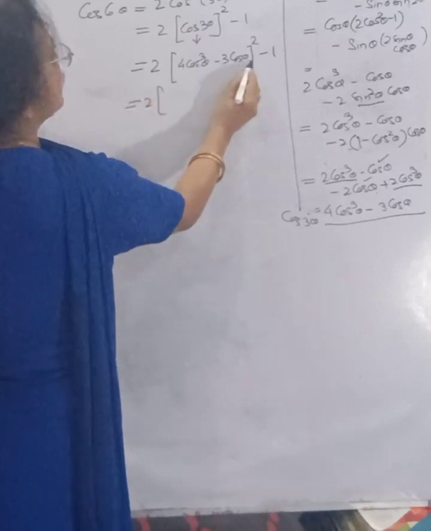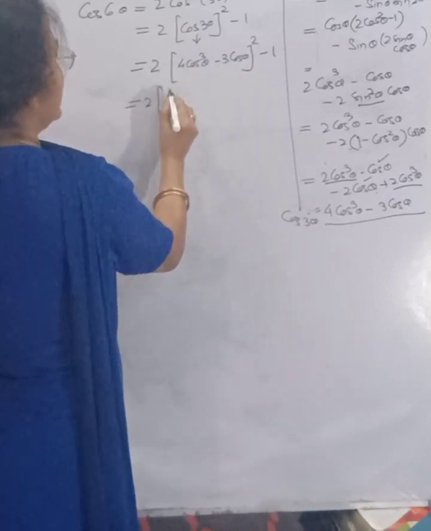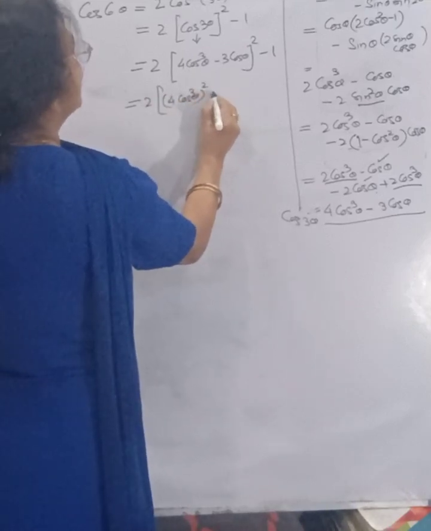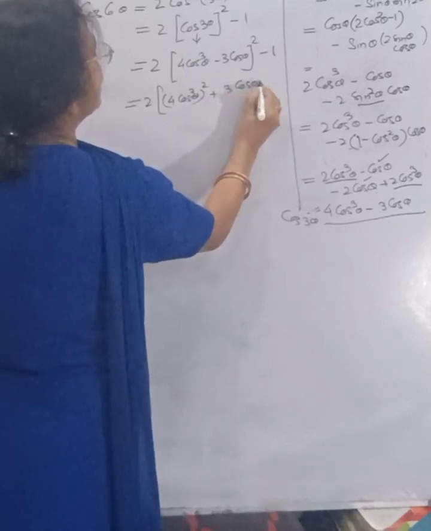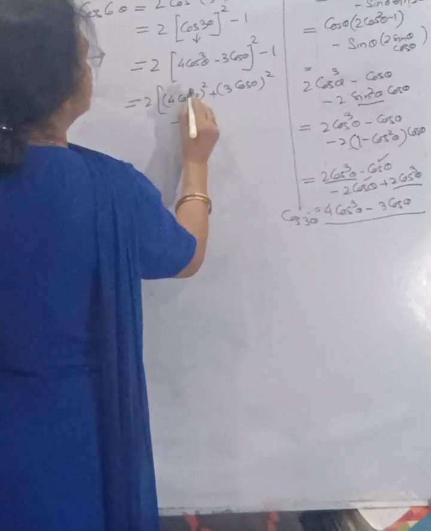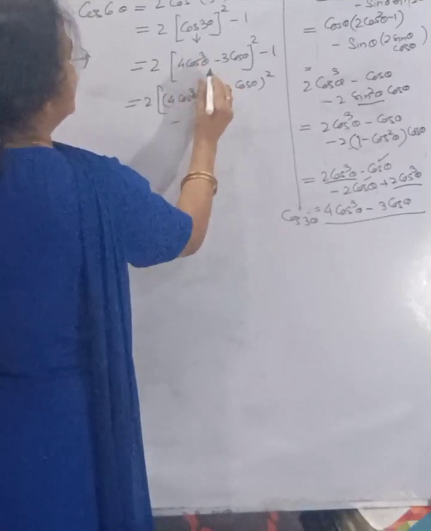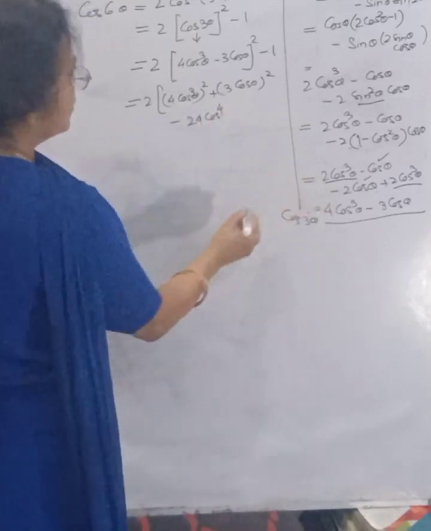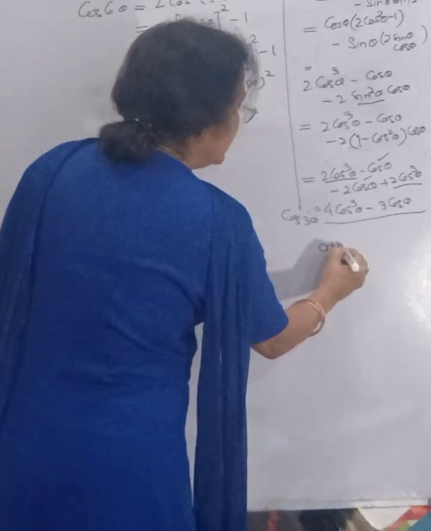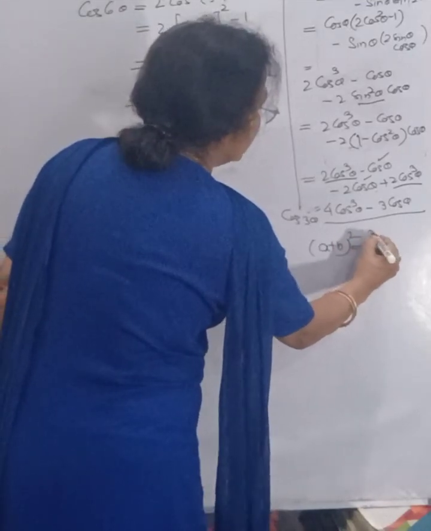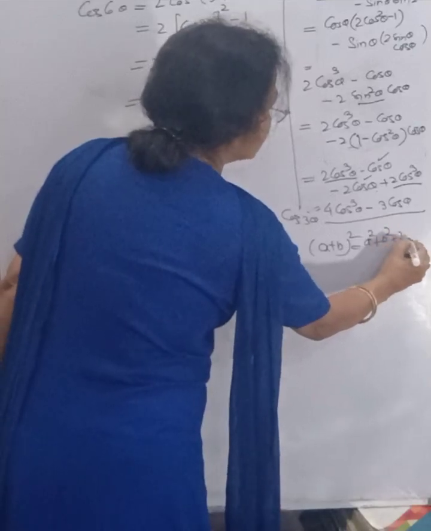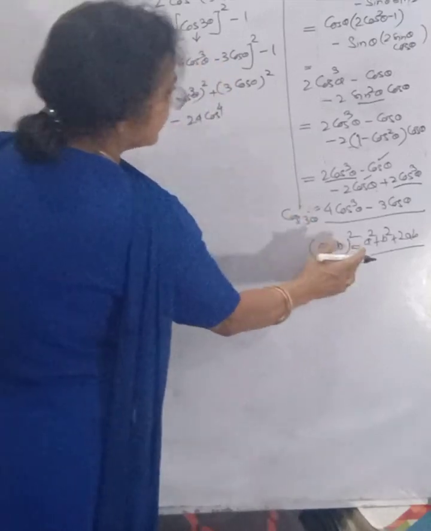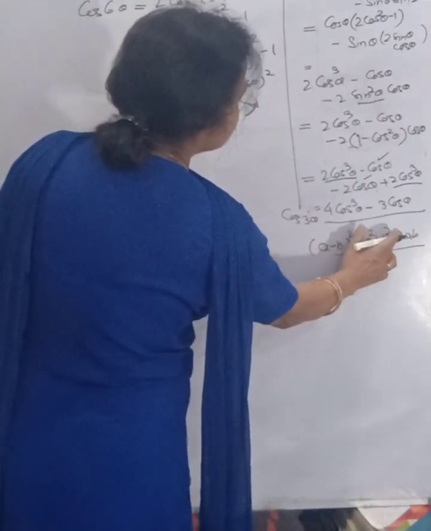2 into the square of this: a square minus b square, that is a square, means 16 cos cube theta whole square plus 9 cos theta whole square minus 2 times 4 times 3, which is 24 cos to the power 4. Which formula did we apply? a plus b whole square can be written as a square plus b square plus 2 times ab. Same formula. Oh, this is minus, sorry. We have applied the formula of minus.